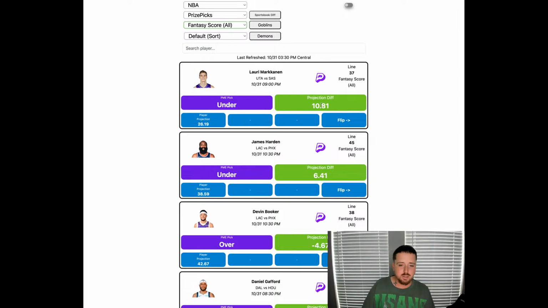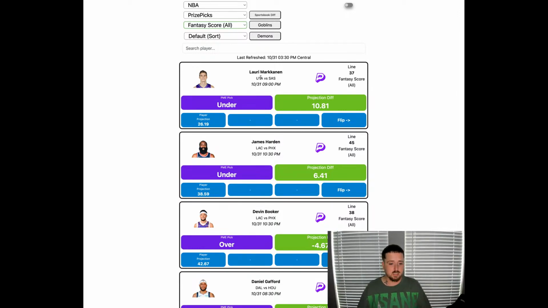This projection differential is a positive when the projection is under at a minus 10.81. So literally, these are flip-flopped at the moment. So it's just a simple mistake, though they got to fix it real quick. But yeah, the projections like the under big time on Lauri Markkanen's fantasy score.